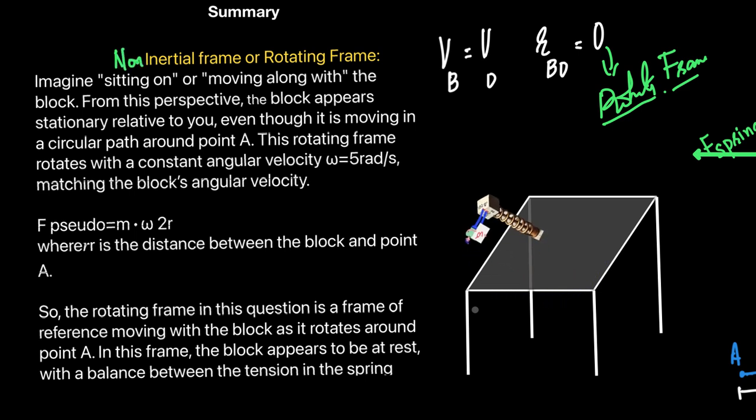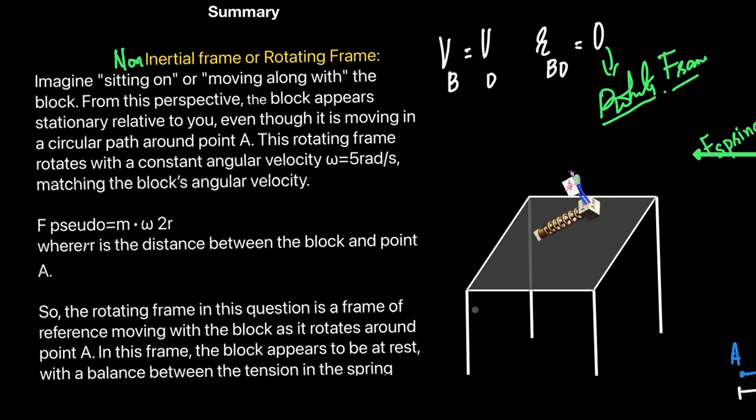So now from this perspective, the block appears stationary relative to you. Why does it appear stationary relative to you? Because the relative velocity of the block with respect to the observer is equal to 0. This rotating frame rotates with a constant angular velocity omega, matching that of the block's angular velocity. Relative velocity of block will be equal to the velocity of the observer, or the velocity of the frame.